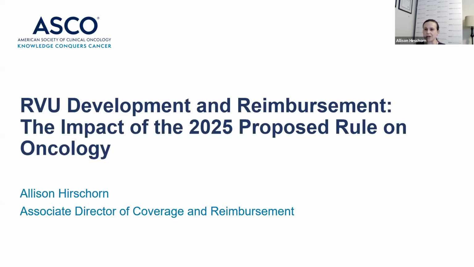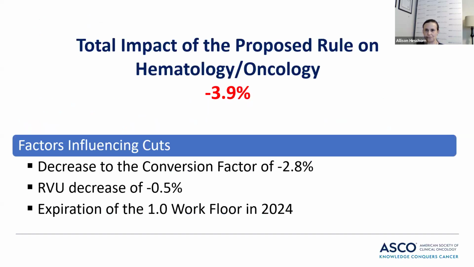In the second half, my colleague Gina Hoxie will be providing an in-depth overview of the proposed rule itself. It is estimated, based on the proposed rule, the total impact on hematology oncology is negative 3.9%. Keeping in mind, the actual number will depend on the mix of services.